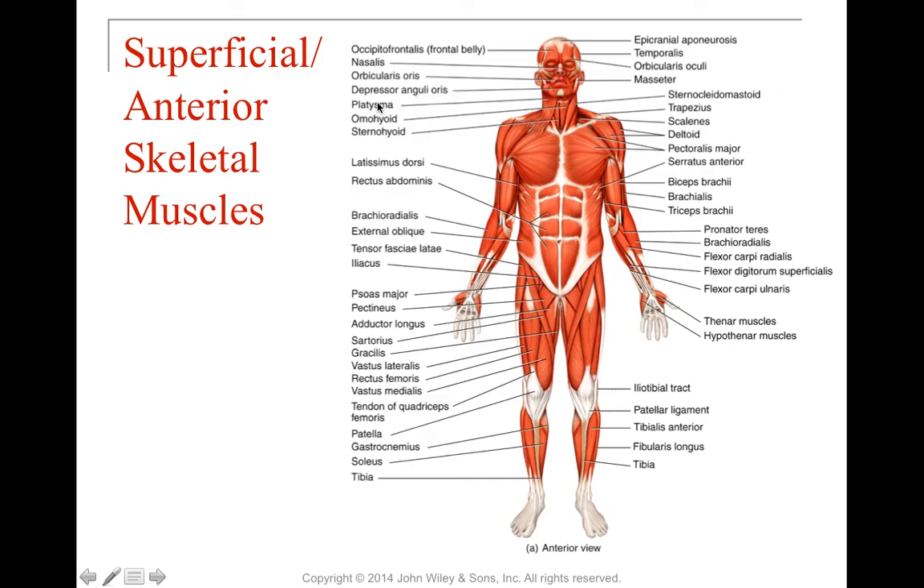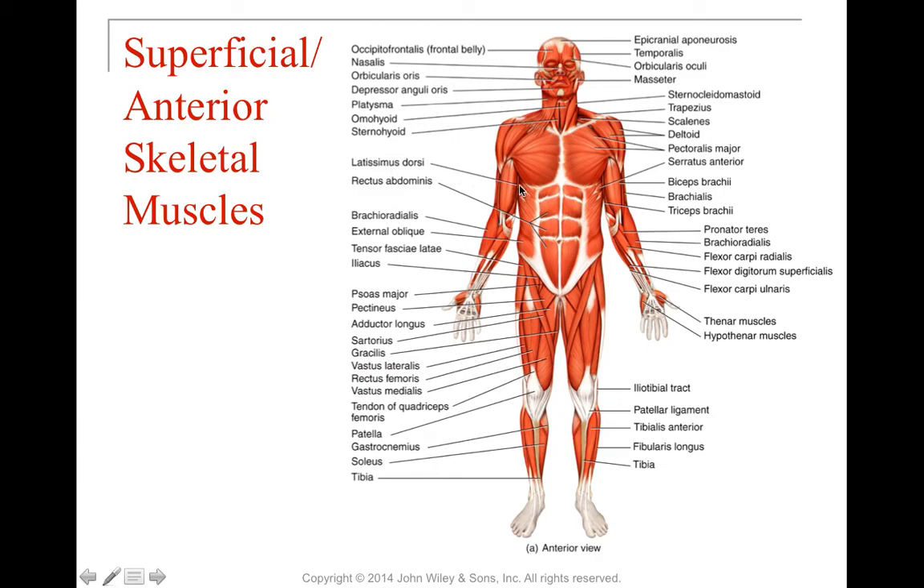All right, coming back down this side again, the omohyoid is going to be a muscle that runs right here along the same region of the hyoid bone. The hyoid bone is the only free-floating bone in the body that's not connected to any other bone. The sternohyoid is underneath that here, and that's going to run along that direction.